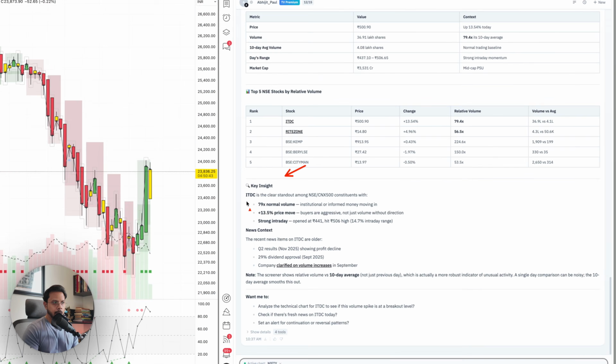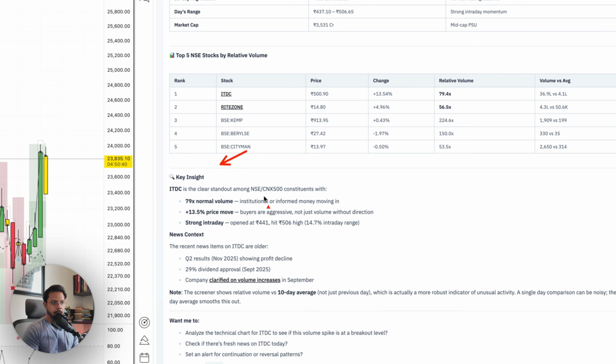So, key insight: ITDC is a clear standout among NSE CNX 500 constituents. News context: the recent news items on ITDC are older, Q2 results, 29% dividend, that's September 25. Company clarified volume inference. So the news is older, whatever news it could have gathered. It cannot justify the spike that we are seeing today. So probably it has not updated. Once it gets the news, probably I'll do this later today evening or tomorrow. I'm sure the justification of the 13.5% move will come. That's completely okay. No problem.